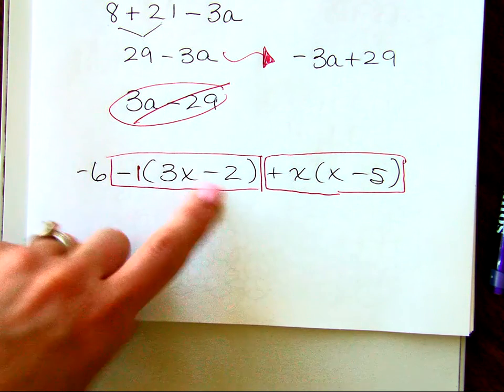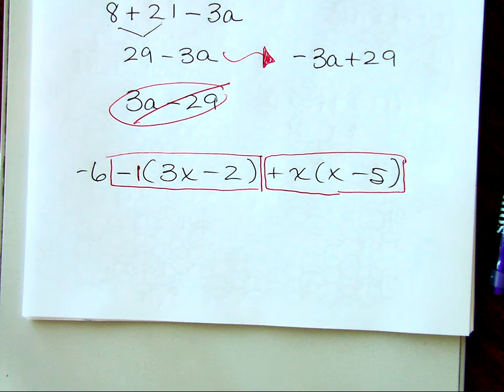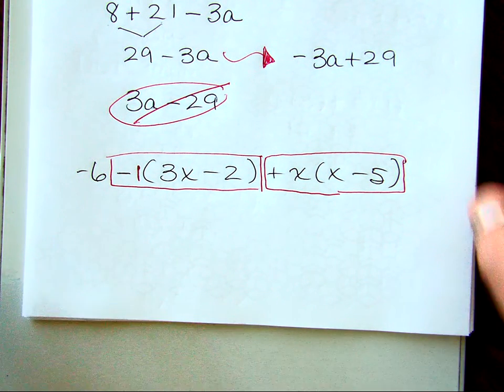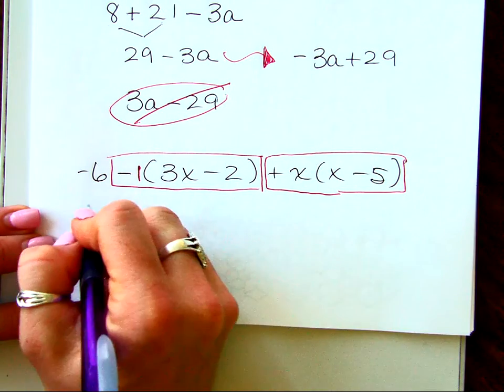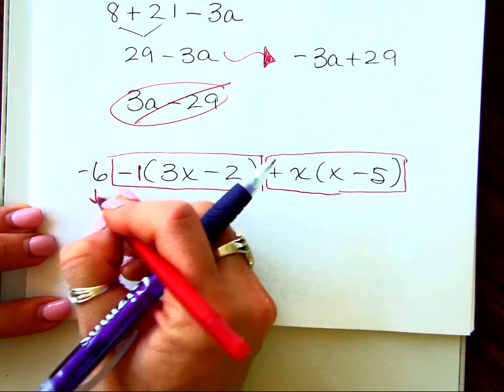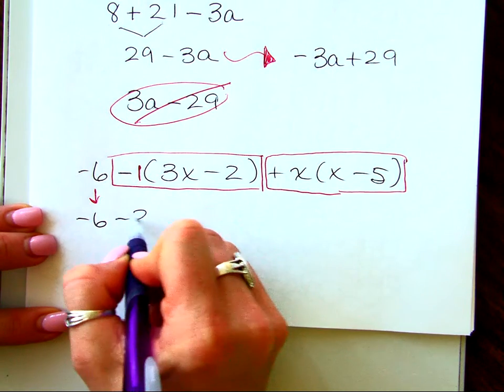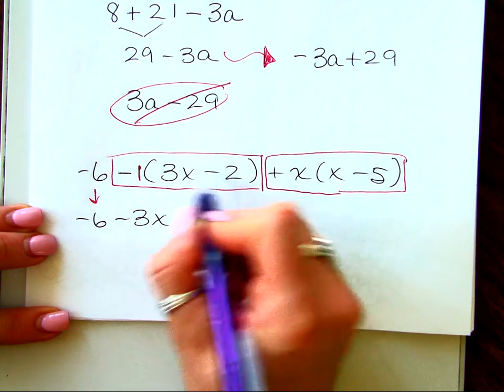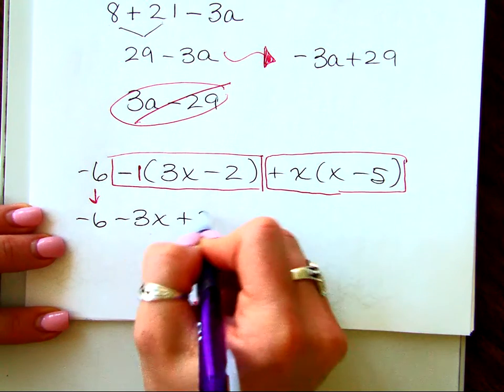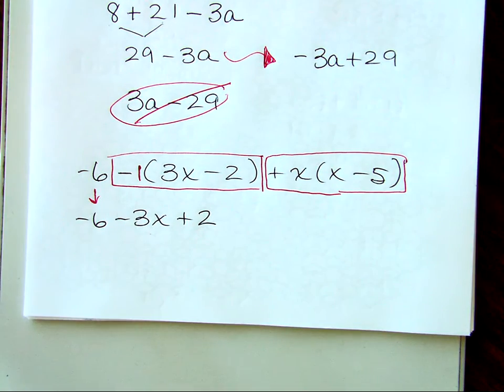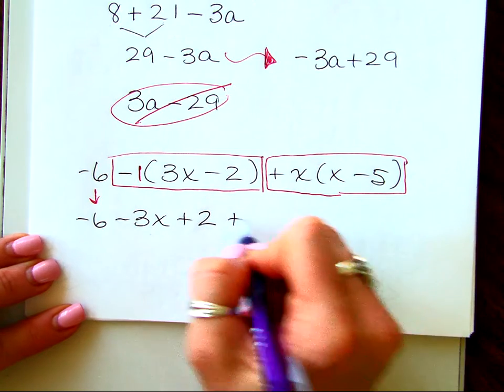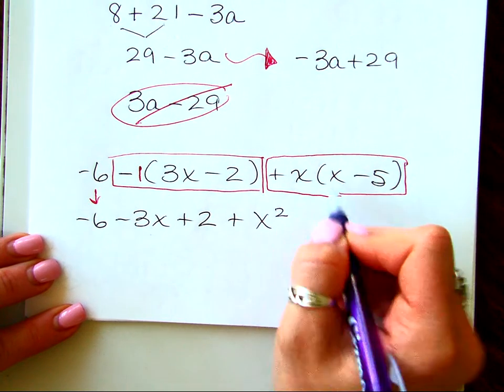And all that happens when you multiply by -1, we learn that in properties also, right? It's the additive or multiplicative inverse property. It changes the signs. So this -6 is hanging out. -6. Change that to a -3x. Change that to a +2. Because that's what multiplying by -1 does. Then this becomes plus x squared minus 5x.